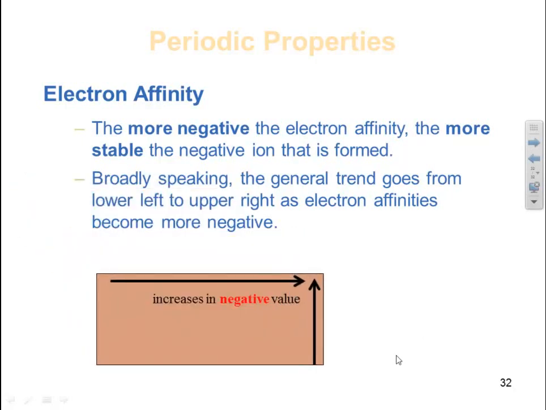So although we have the same trend as ionization energy up and to the right, you got to realize it's an increase in negative value. It's not a positive value, so it's increasing in negative value, so it's kind of the opposite of ionization energy. Same trend, different numeric number based on the sign.